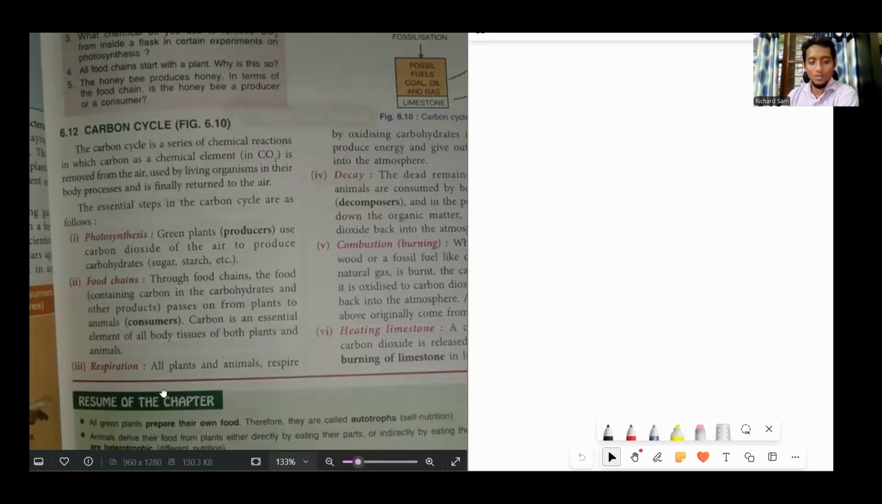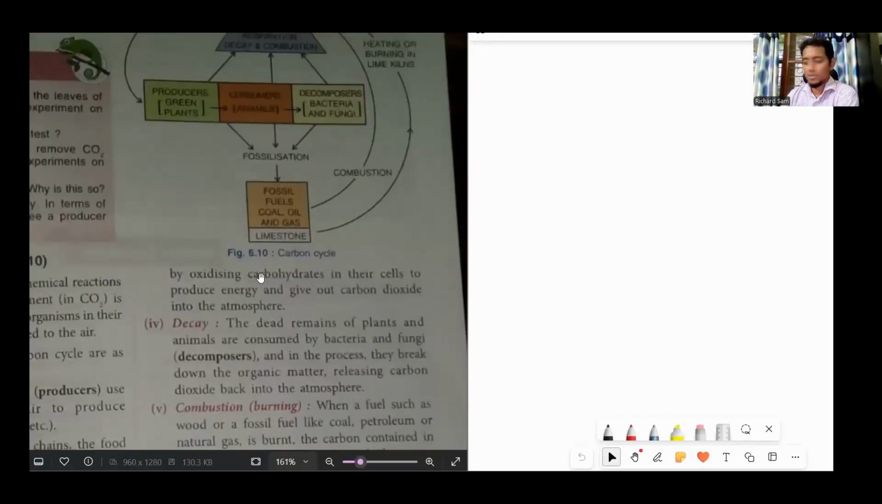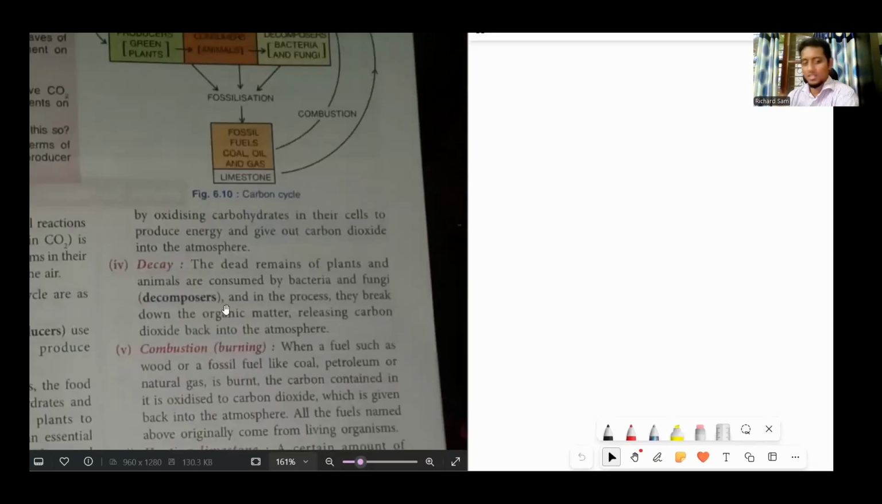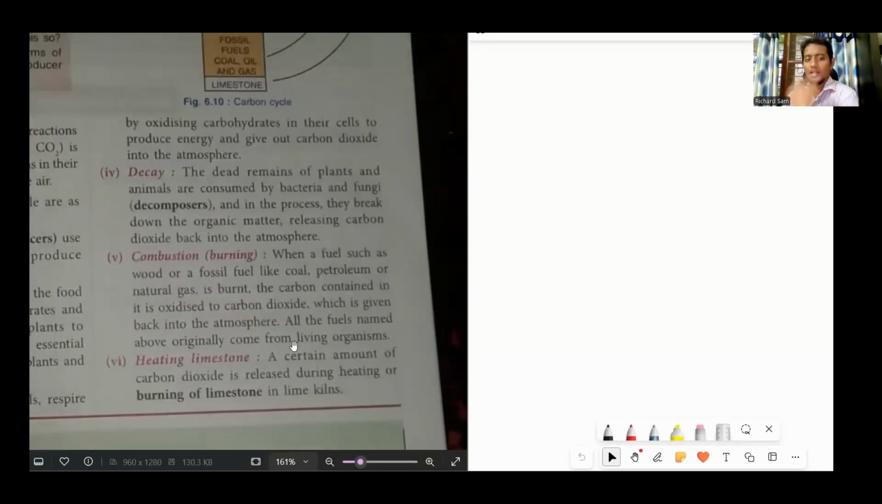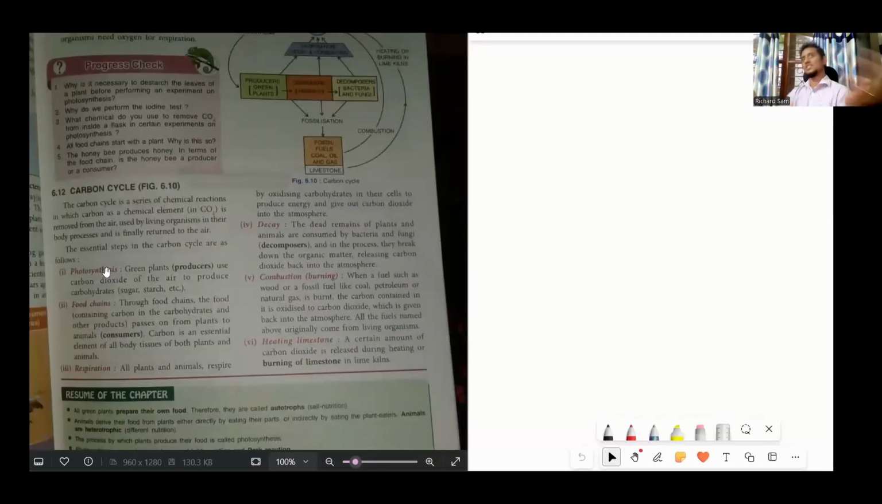Then respiration. When you breathe, that is respiration, glucose gets converted into carbon dioxide. Decay, when anything decays, carbon dioxide is released. When anything is burnt, carbon dioxide is released. When you heat limestone, carbon dioxide is released. So only photosynthesis is using up the carbon dioxide. All the other things are releasing carbon dioxide.